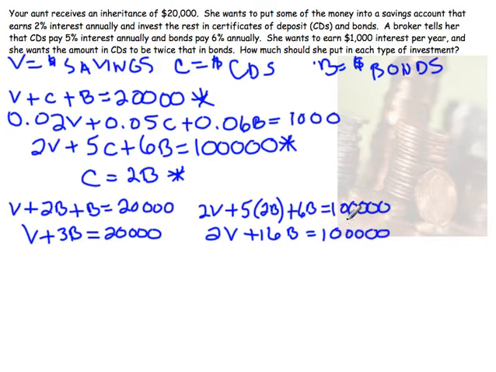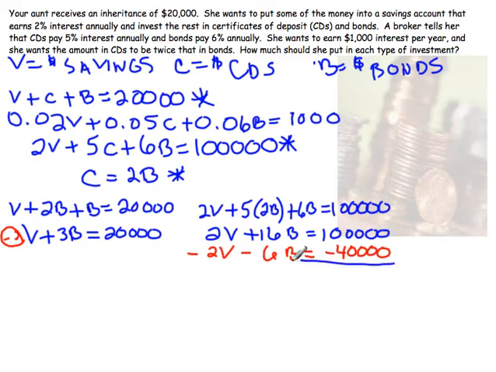Now, I have 2 equations with just V and B. I see that this is a 2V. I can easily make this negative 2V by multiplying that first equation by negative 2. So that's exactly what I'm going to do. I'm going to take that equation, multiply by negative 2, and write it underneath this one, so it'd be negative 2V minus 6B equals negative 40,000.